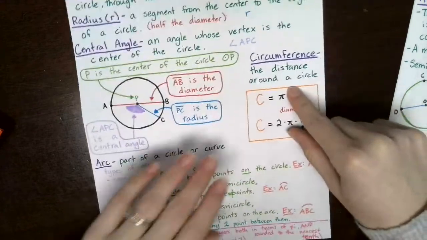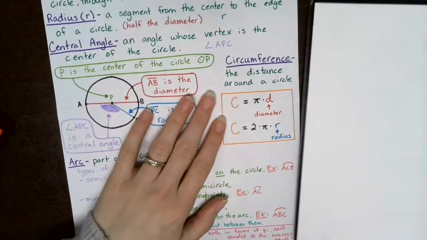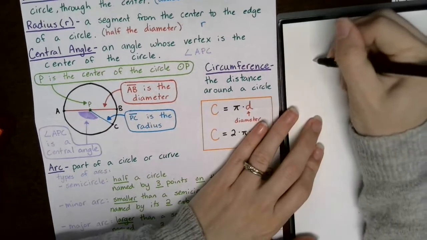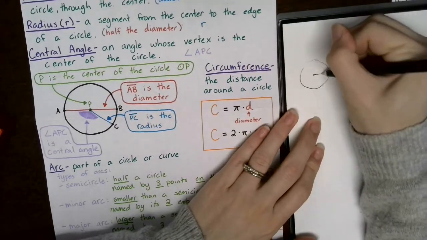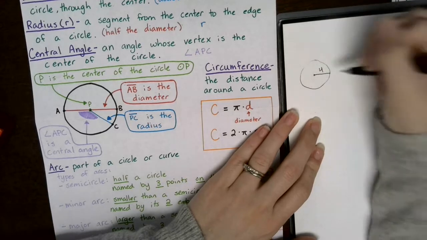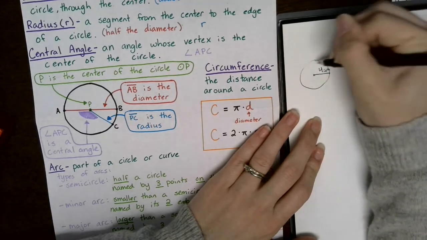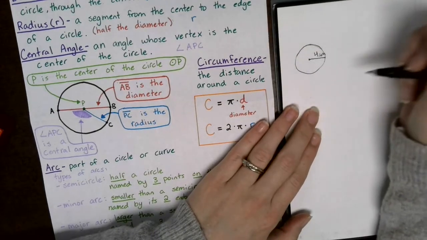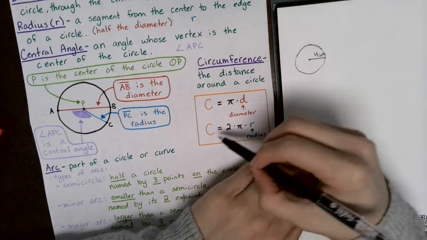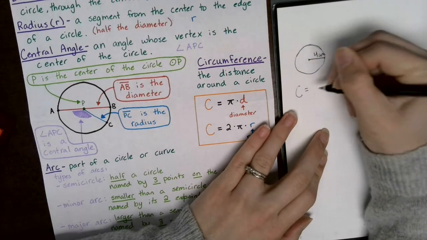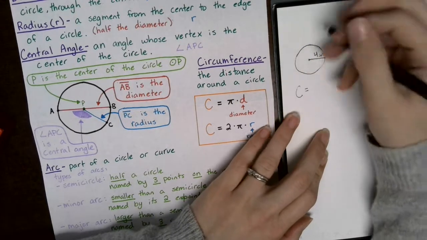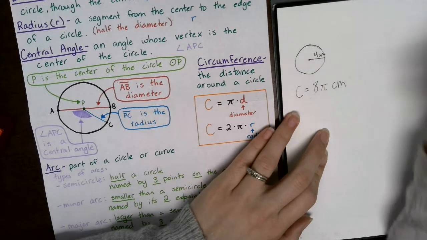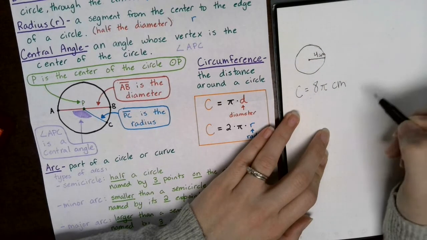I do want to talk about circumference one more time, about leaving it in terms of pi. Let's say we have a circle with a radius of 4, okay? 4 centimeters. And then, so that would give us a diameter of 8. And so our circumference, I can just write it as 2 pi r. 2 times 4 is 8. 8 pi centimeters. Don't forget to include your units, okay?